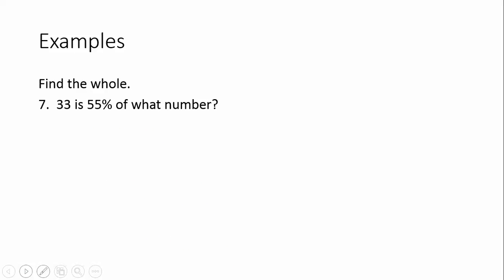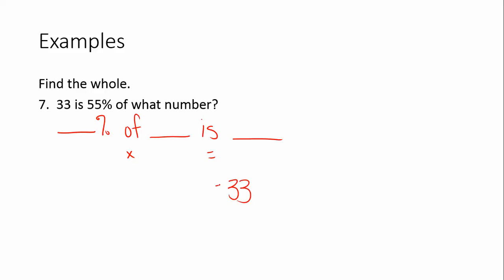The last type of example is now when you're supposed to find the whole. So we have 33 is 55% of what number? So the percentage is what we know. Remember, again, it's blank percent of blank is blank, where of is your multiplication and is your equal sign. So 33 goes down here. 55%, but you need to change it to a decimal, so 0.55, and we don't know the whole, so that's our x. We're going to divide both sides by 0.55.